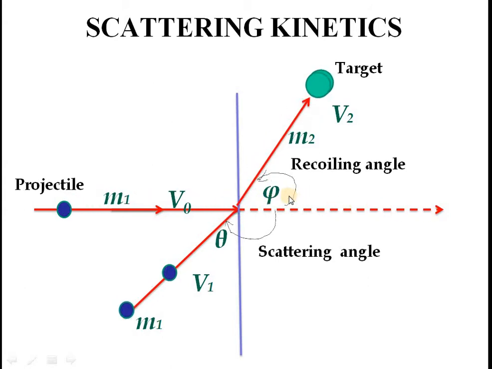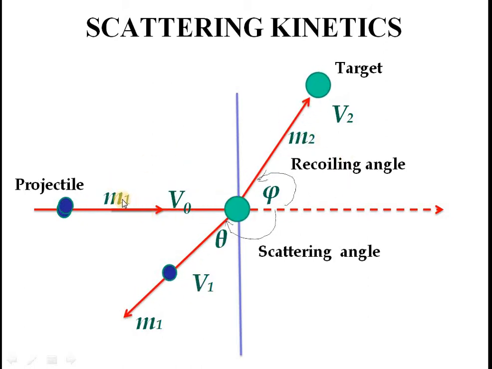So this is the forward axis. With reference to that, we are measuring the recoiling angle, and the projectile is getting scattered. The projectile is scattered at an angle theta. That is also clear from the figure, and it is happening with the velocity v1. Okay, so this is the picture.